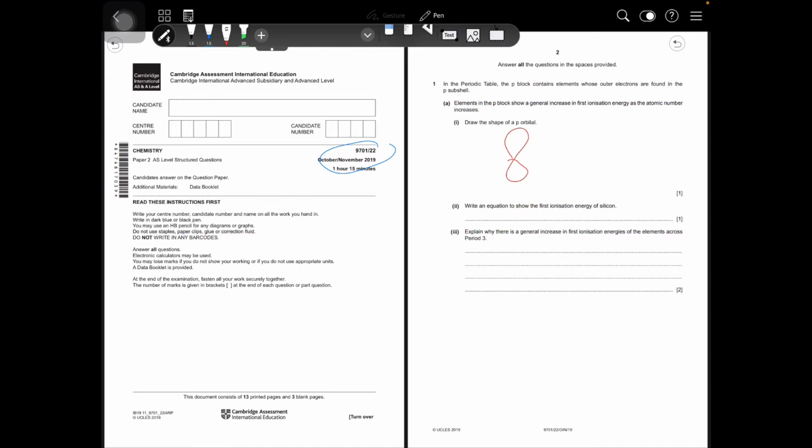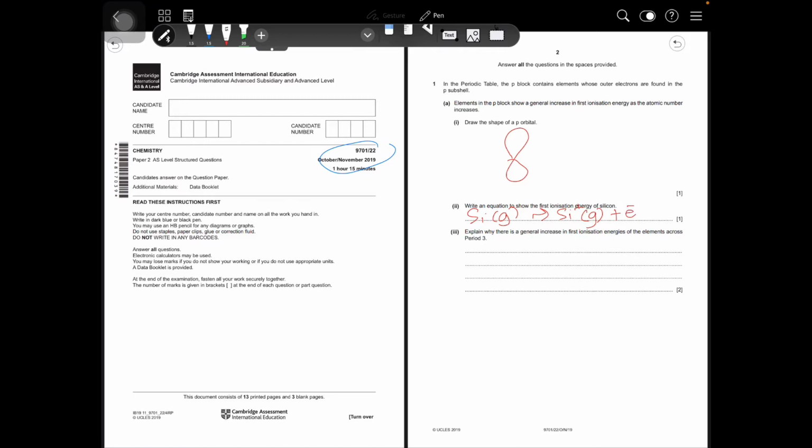Write an equation to show the first ionization energy of silicon. So recap, ionization energy is the energy needed for an atom in gaseous state to change into cations. So here we have silicon. It must be in gaseous state, so it will change into a silicon ion by removing one electron.